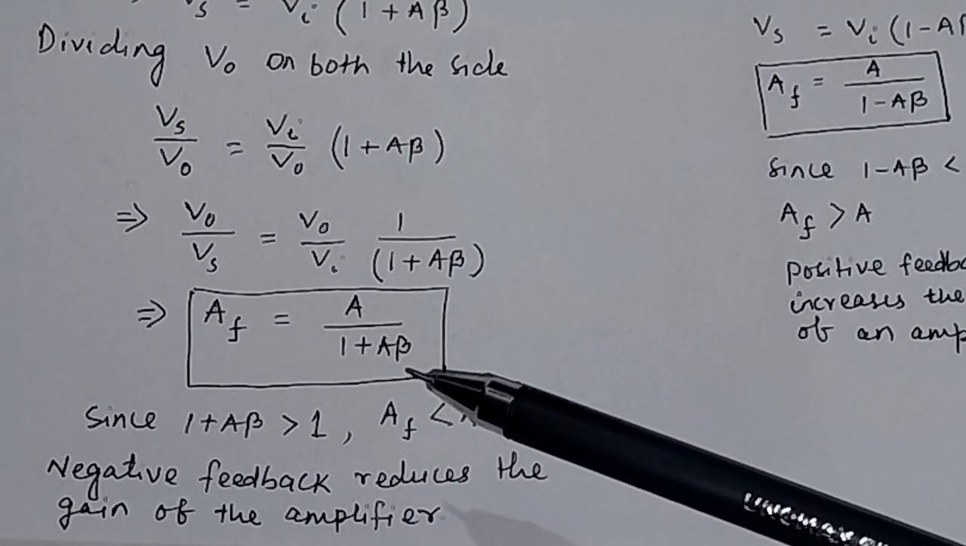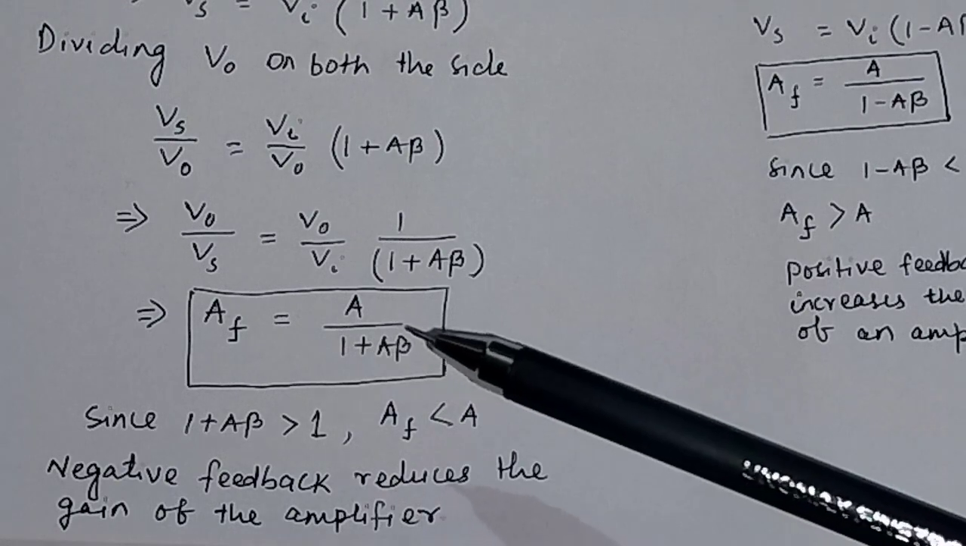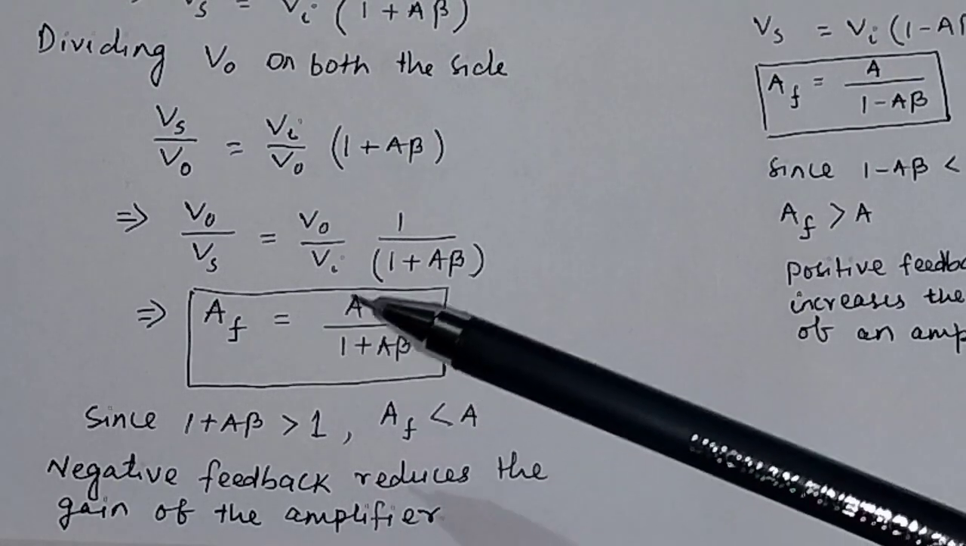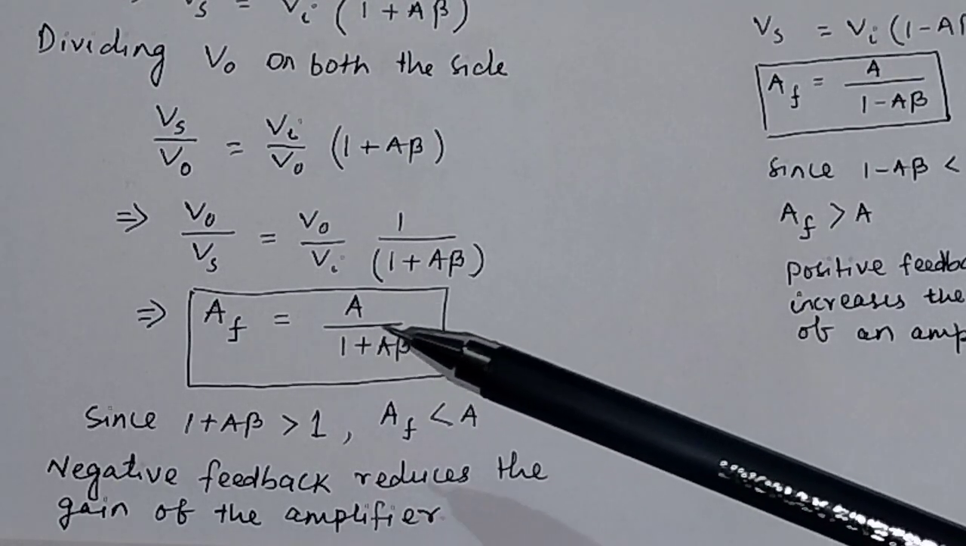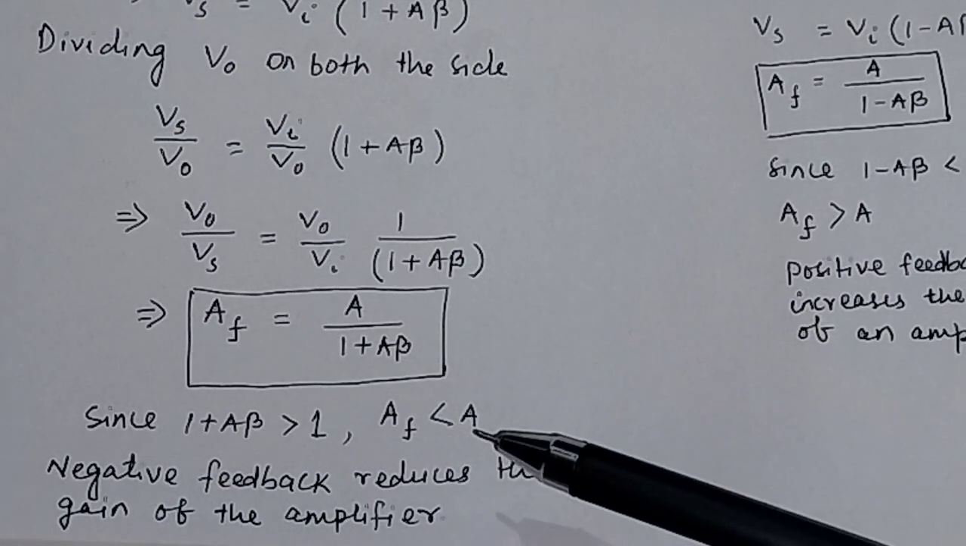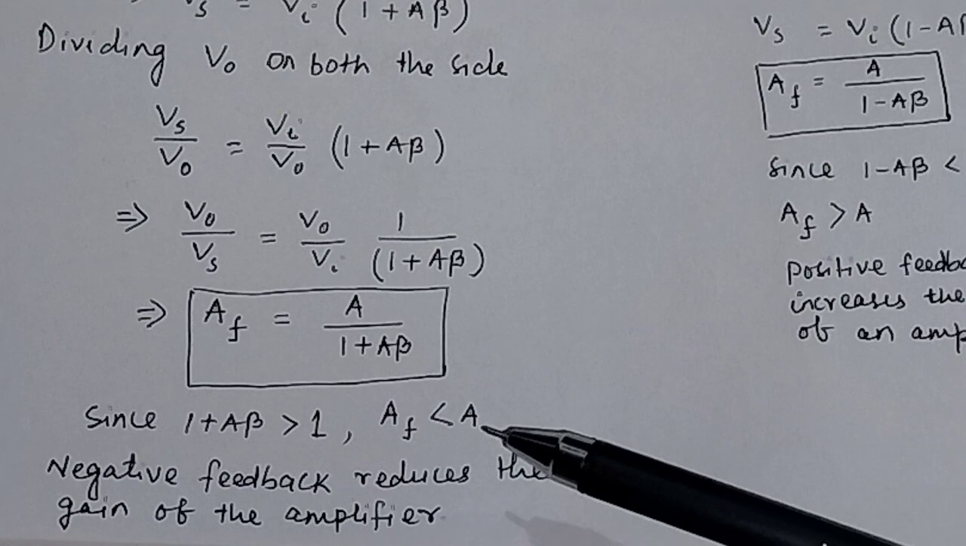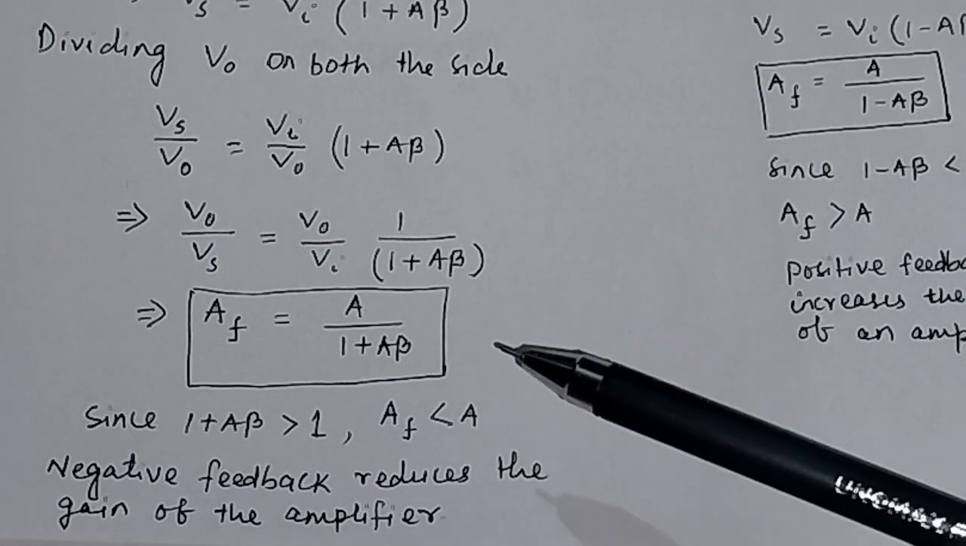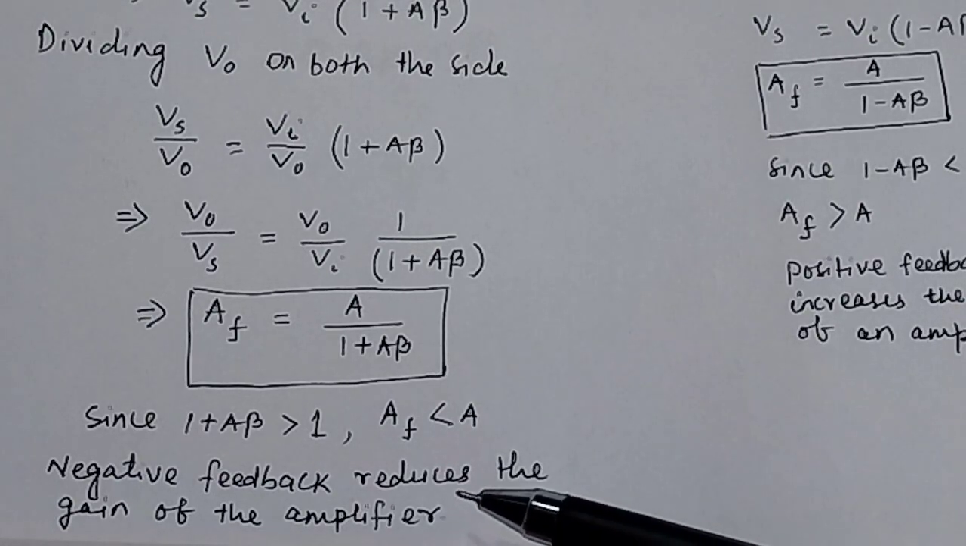Since 1 plus A beta is greater than 1, AF will be equal to A divided by a quantity which is greater than 1. That means AF will be less than A. So the negative feedback reduces the gain of the amplifier.